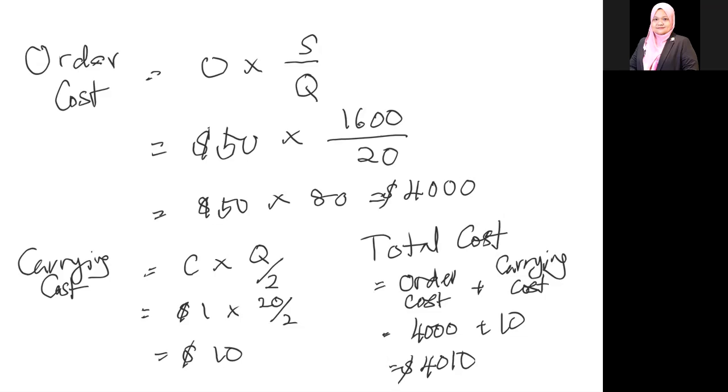So that is the economic order quantity model. Whatever is written in your book is a bit misty, so please refer to my instruction.